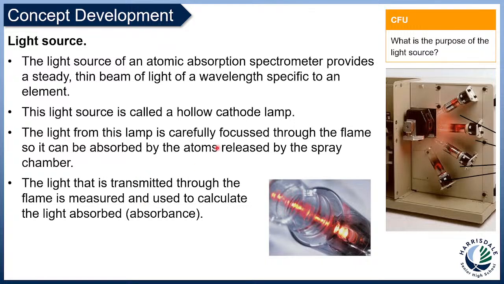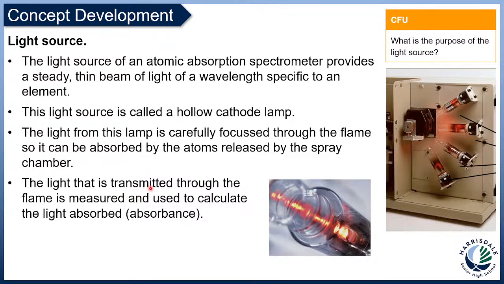The light from this lamp is carefully focused through the flame so that it can be absorbed by the atoms released by the spray chamber. So again, spray chamber mixed with some flammable gases, put it through the fire. The fire is burning your sample, and while it's burning the sample, your lamp is emitting a specific light to go through the sample once it has started burning.